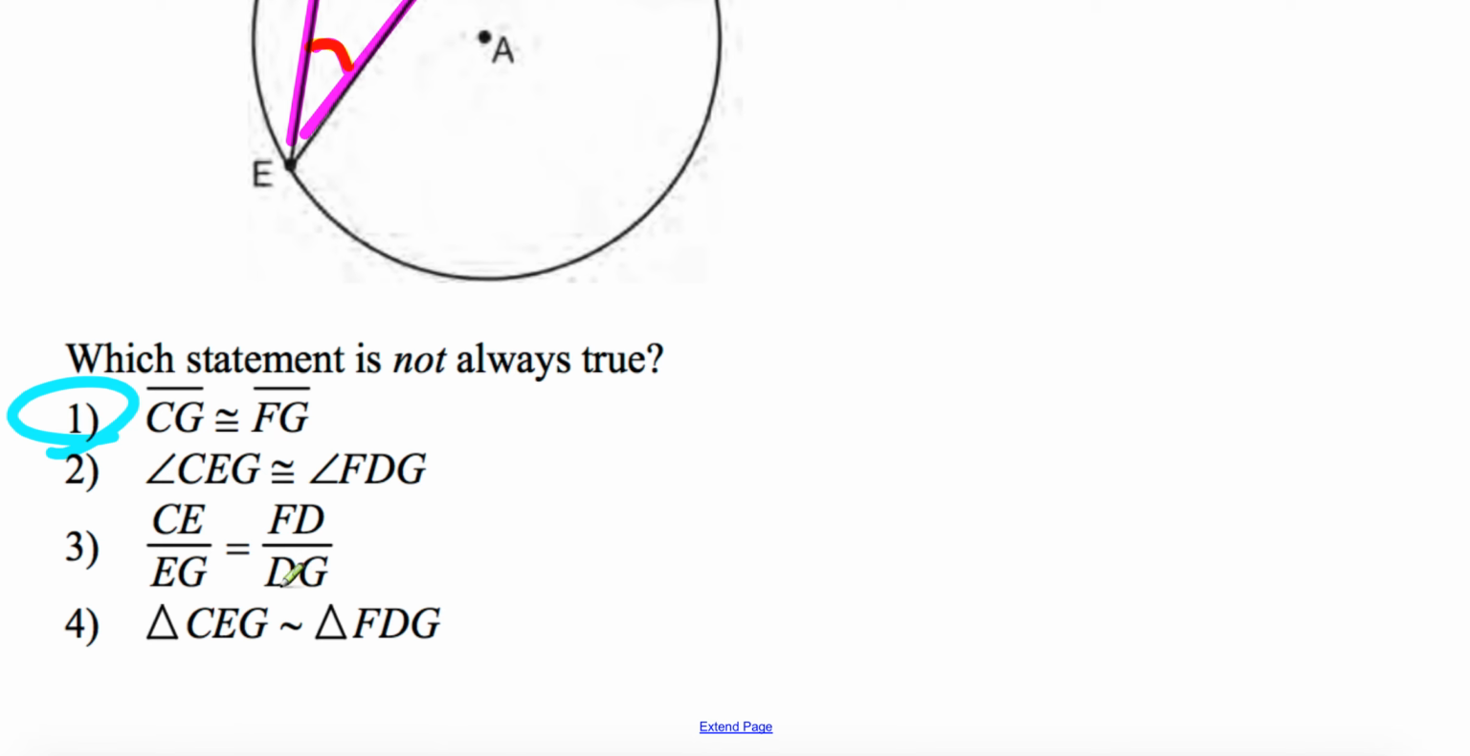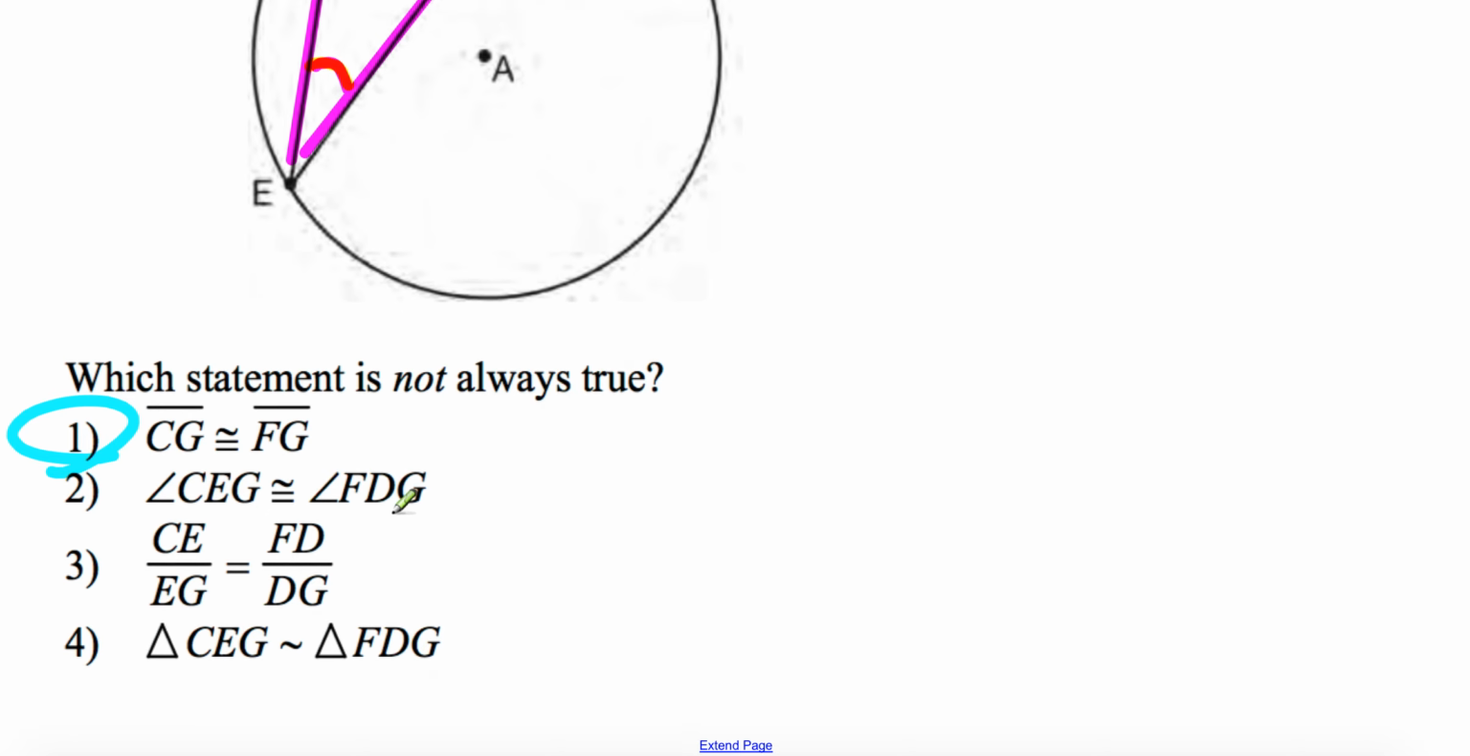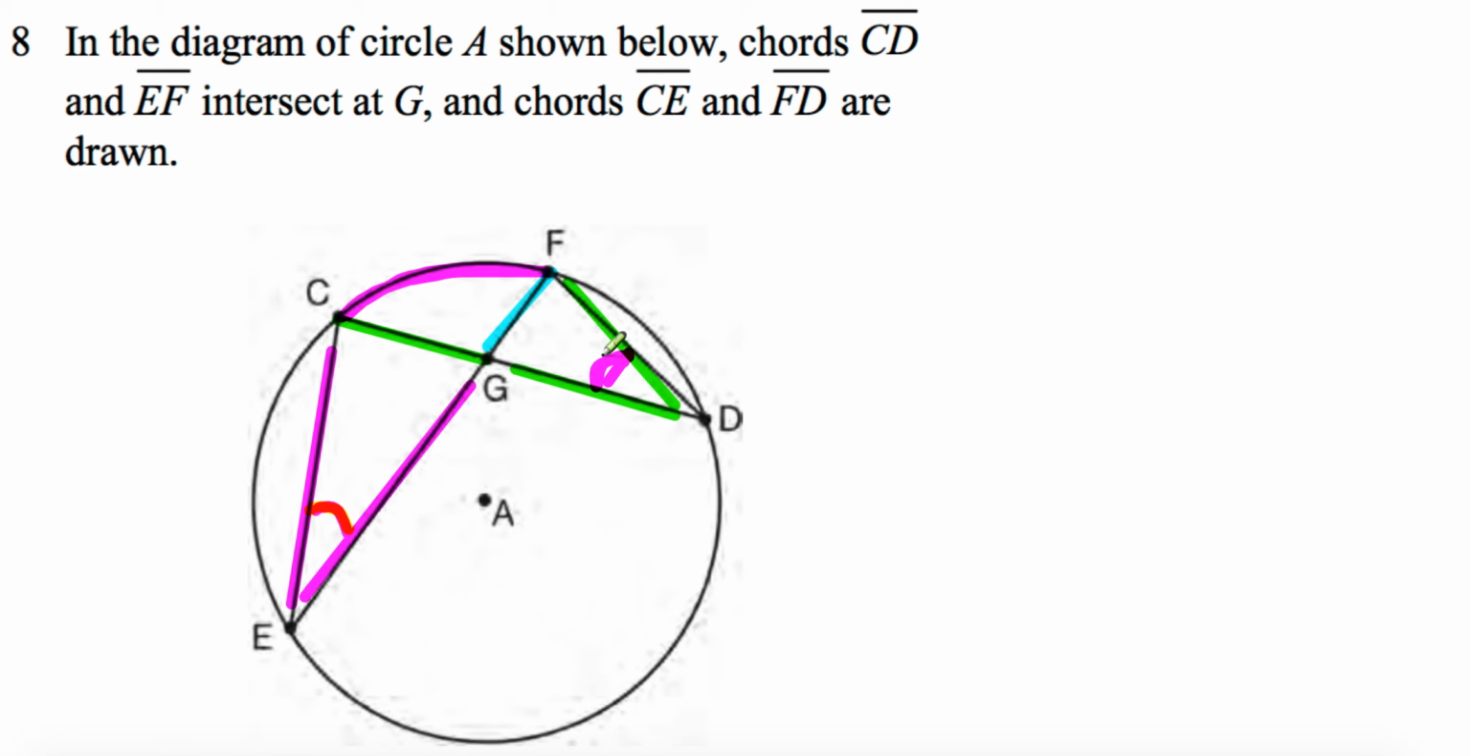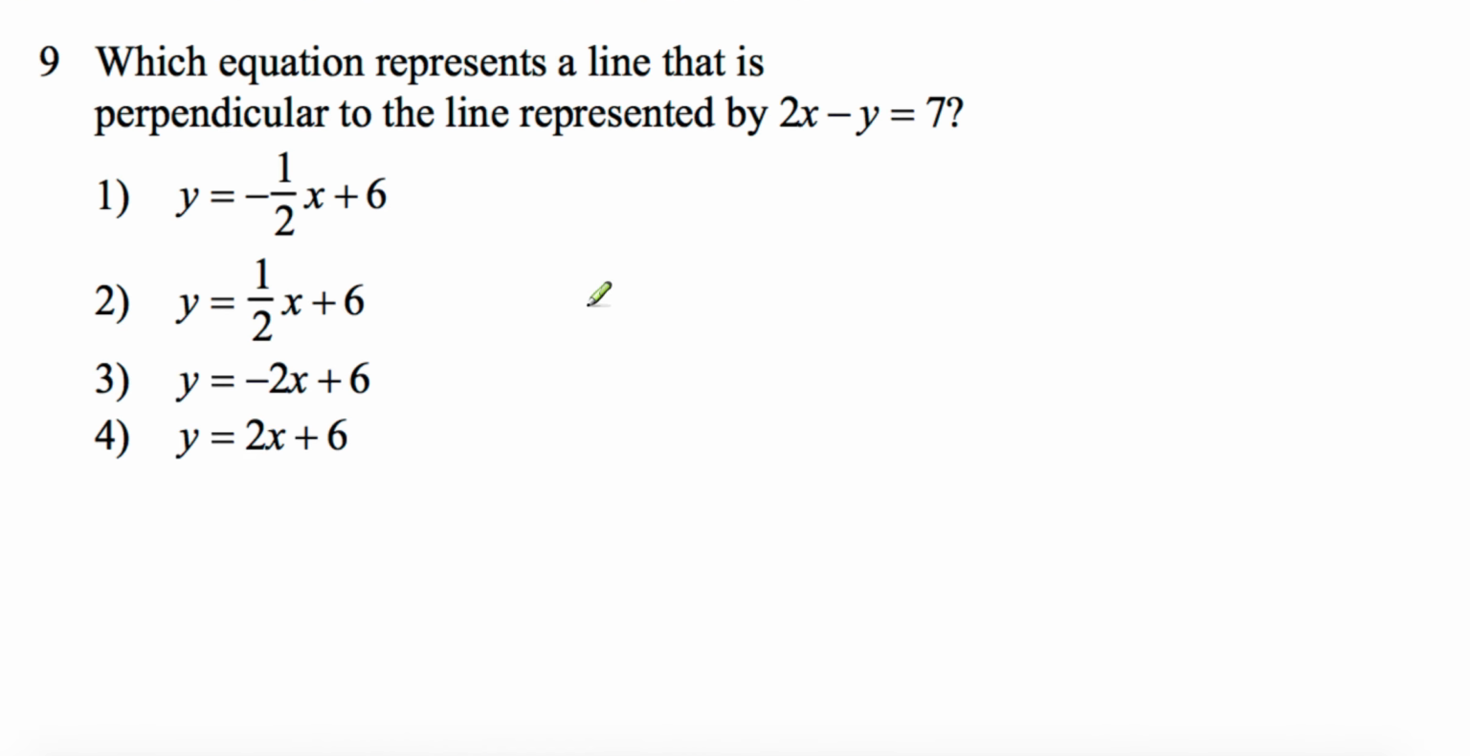And then as I was talking about choice 3, I mentioned that choice 4, they're similar. How are they similar? You need to have two pairs of the angles. One which we talked about it already. Second one is right over here. Vertical angles as well. So those two triangles are similar. All right, let's move on to the next question, number 9.